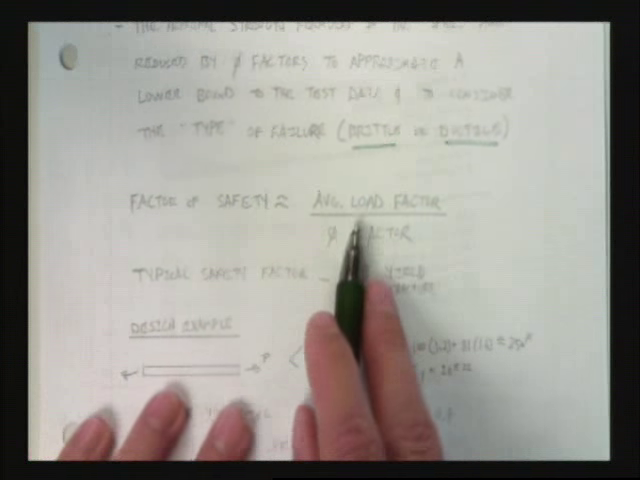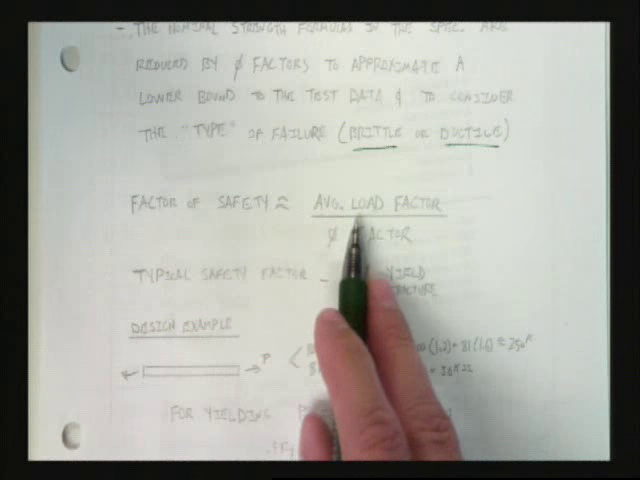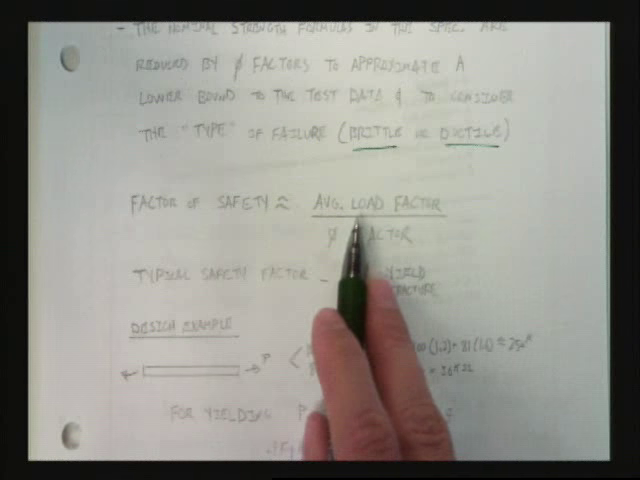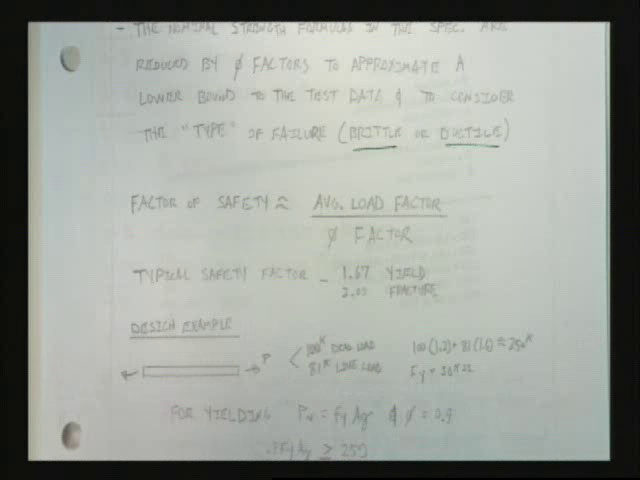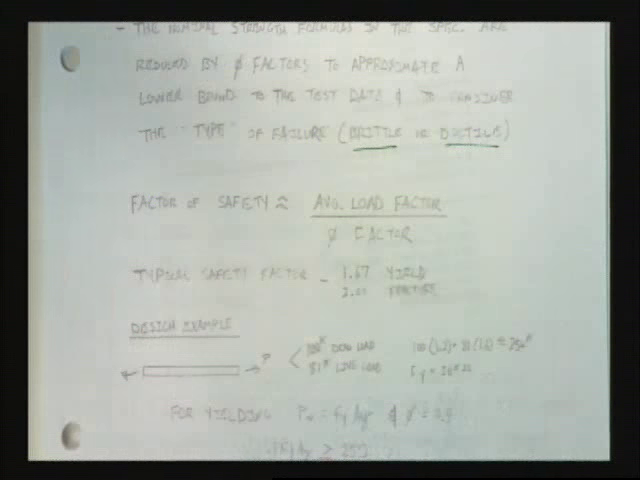So you take these average load factors. Remember, it's 1.2 dead plus 1.6 live. The average of those two. What's the average? Well, it's going to depend on the ratio of dead to live, isn't it? If there's more dead, then the average is going to be closer to 1.2. If there's more live, the average is going to be closer to 1.6. Does that make sense? Excellent.